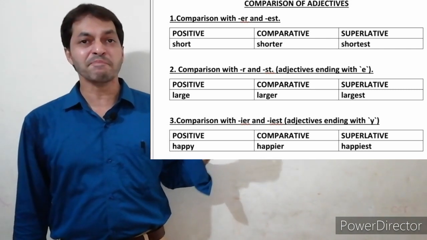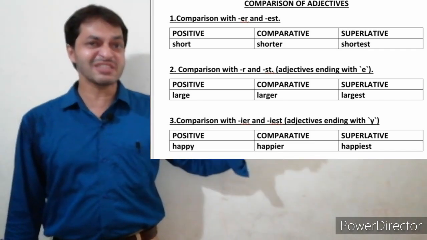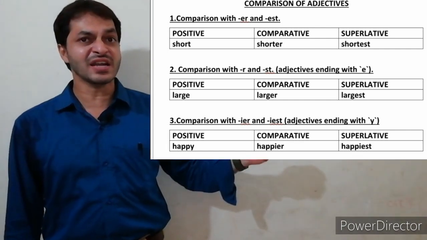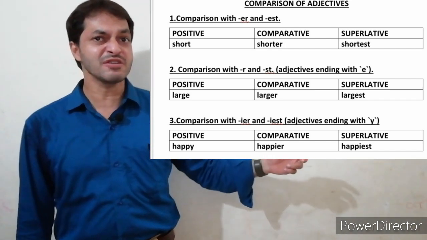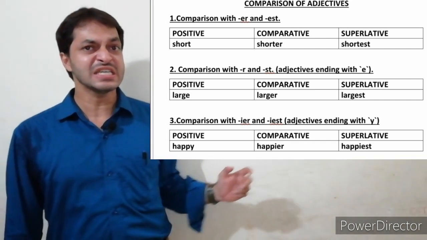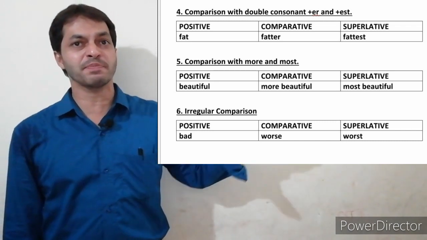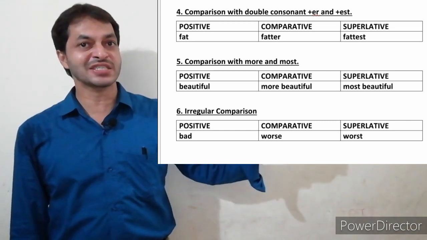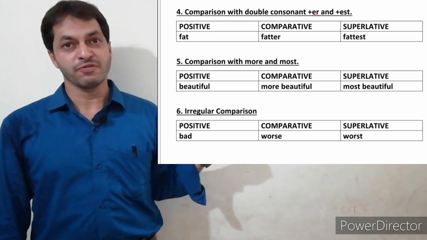Third one, comparison with IER and IEST. Here adjectives end with Y. Y is replaced by IER and IEST. For example, happy, happier, happiest, dirty, dirtier, dirtiest. Fourth one, comparison with double consonant plus ER and EST. For example, fat, fatter, fattest, dim, dimmer, dimmest.